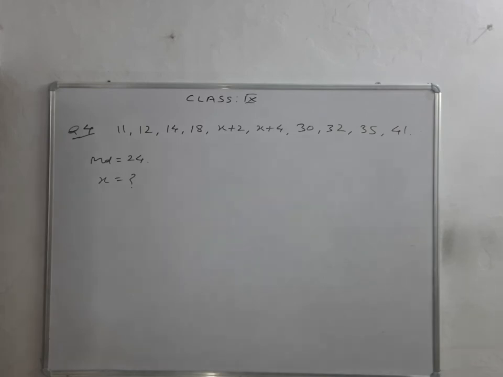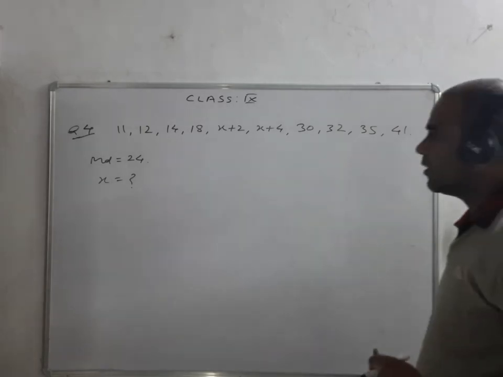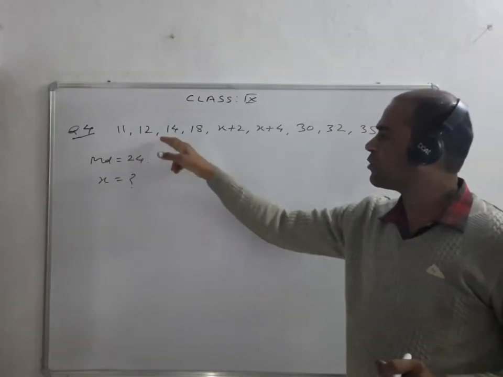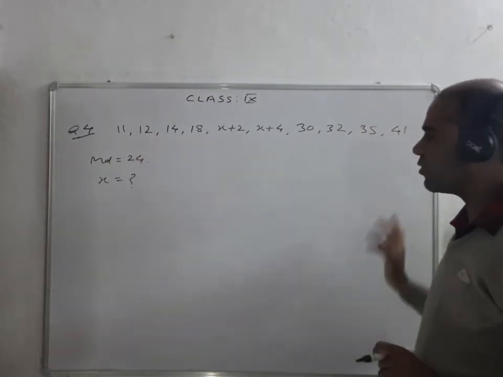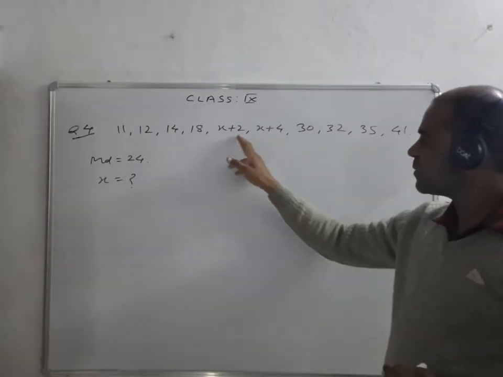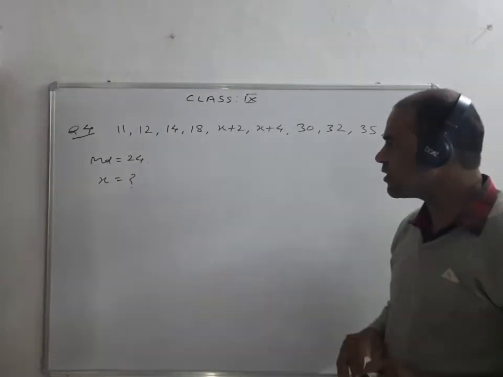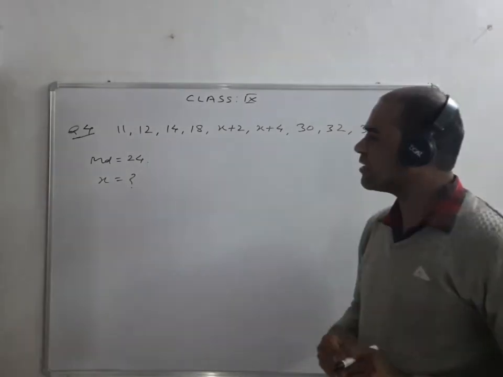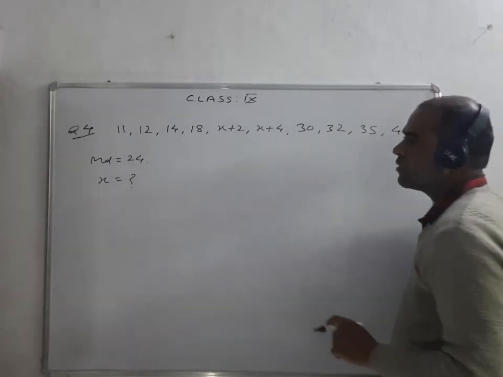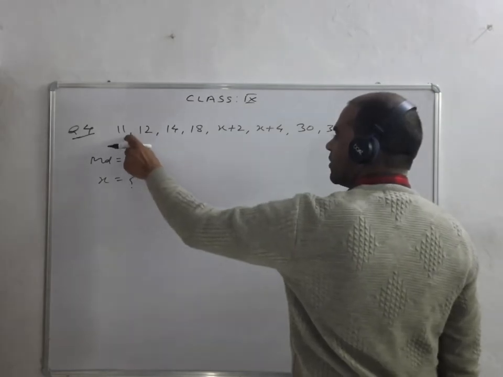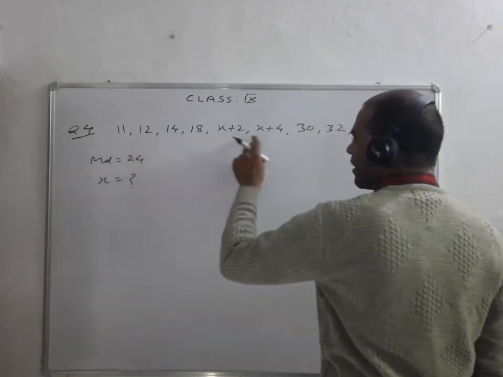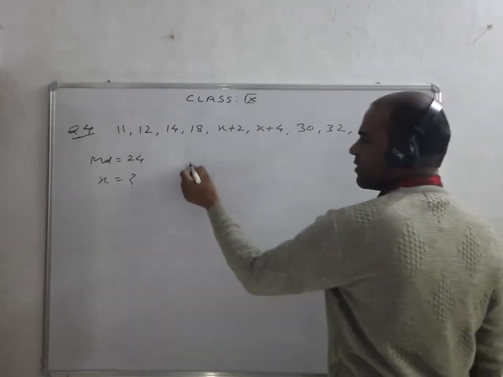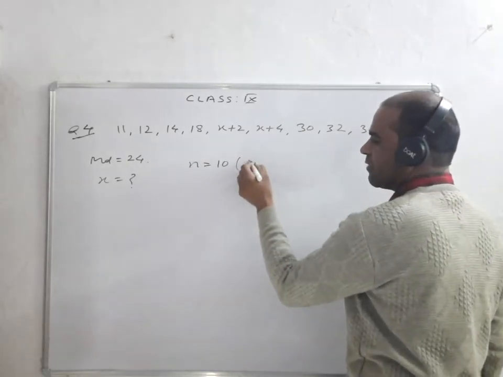Next question is based on the median. Here the data are given in ascending order: 11, 12, 14, 18 and so on. Here x plus 2 and x plus 4 are observations. Find the value of x if the median is 24. So first of all, count the number of observations: 1, 2, 3, 4, 5, 6, 7, 8, 9, 10. There are 10 observations. So n equals 10, which is an even number.